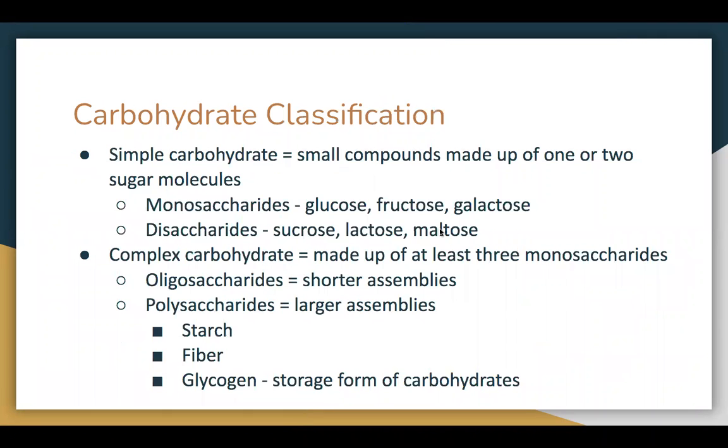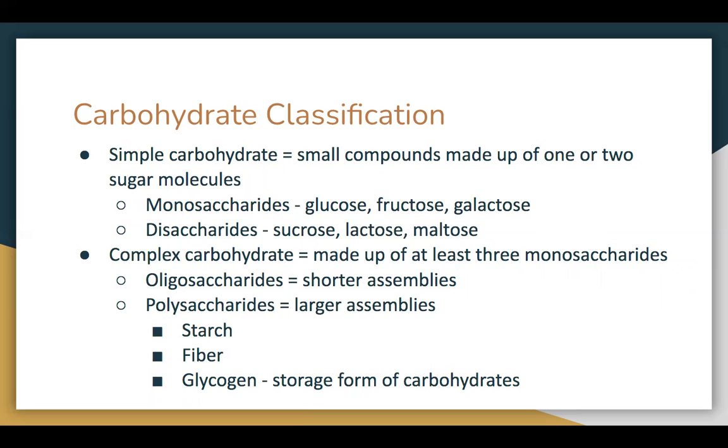So, carbohydrates can be classified into two groups, simple and complex. Simple carbohydrates are small compounds made up of one or two sugar molecules. Monosaccharides are made up of one sugar molecule known as glucose, fructose, and galactose, and disaccharides are made up of two sugar molecules known as sucrose, lactose, and maltose.